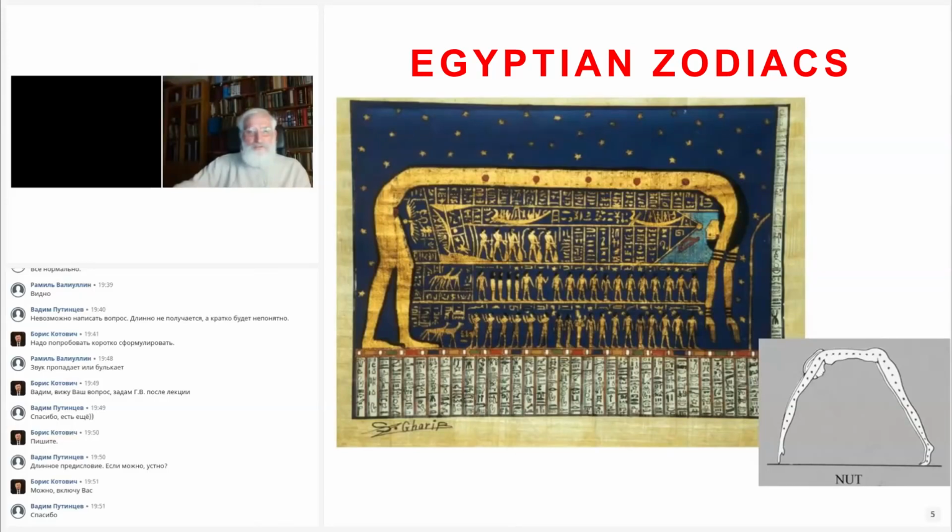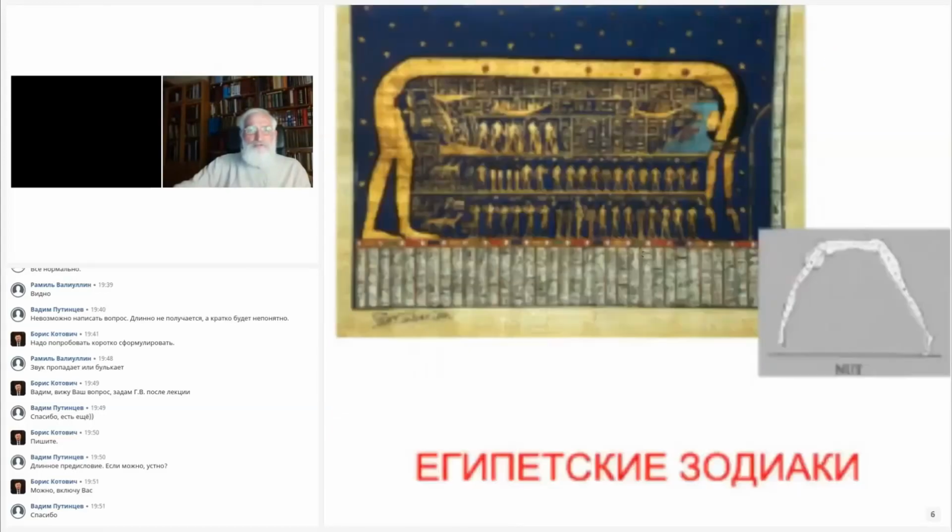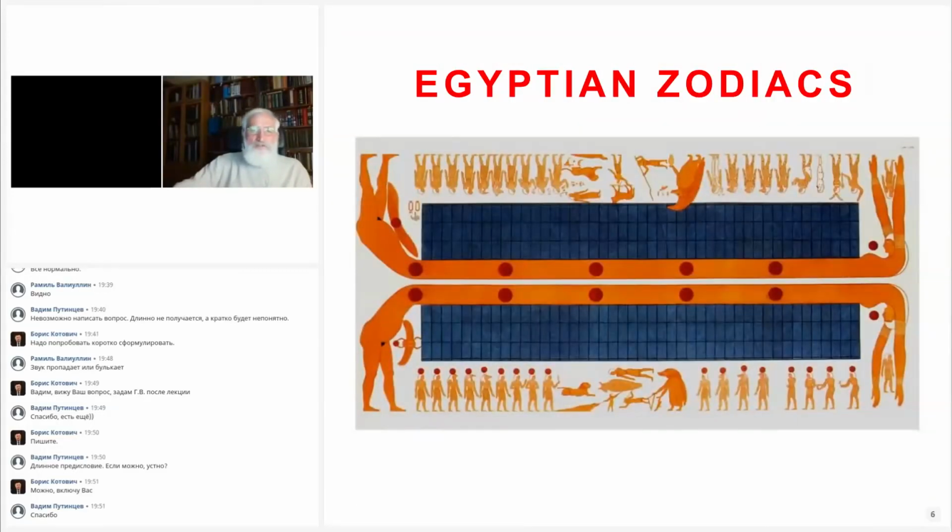This figure is characteristic and shows that here is the zodiac. This is an example of an Egyptian zodiac. Sometimes two goddesses Nut are drawn, one on each half of the zodiac. Here are two goddesses. Often, Egyptian zodiacs are depicted in this form.